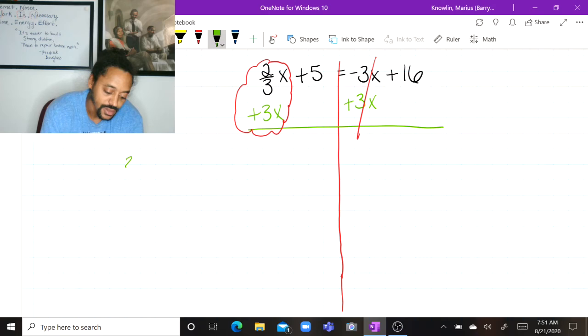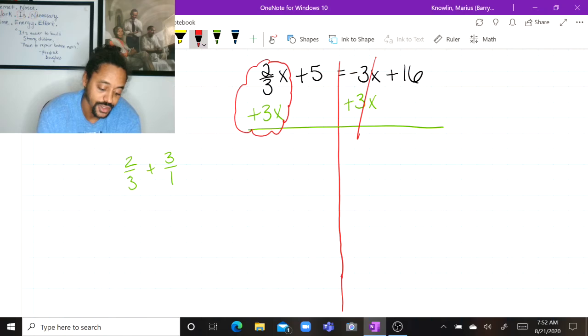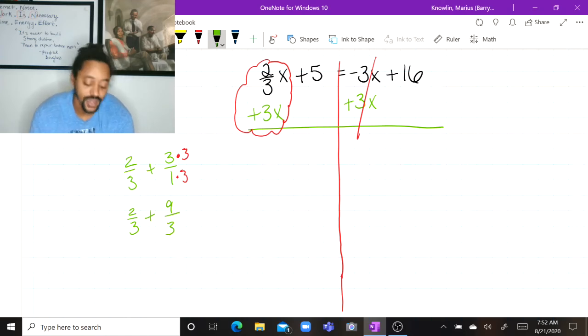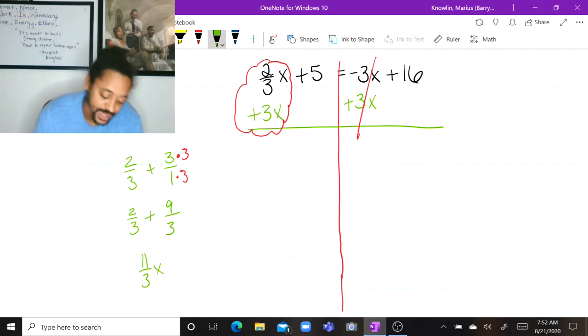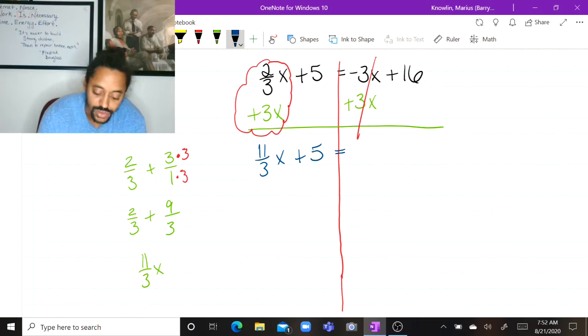2/3 x plus 3x. Well, I know I can change the 3 into a fraction over 1. And now before I add, I have to have common denominator. So I'm going to turn this denominator into 3 by multiplying by 3. And whatever you do to the bottom of a fraction, you have to do to the top. Once I do that, both of my fractions will have the same denominator. And now that they have the same denominator, I just go ahead and add. So that is 11/3 x, okay? So over here, we're going to write 11/3 x plus 5 equals 16.